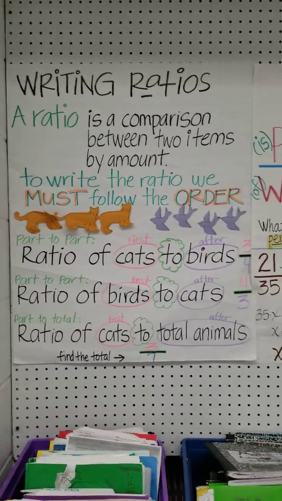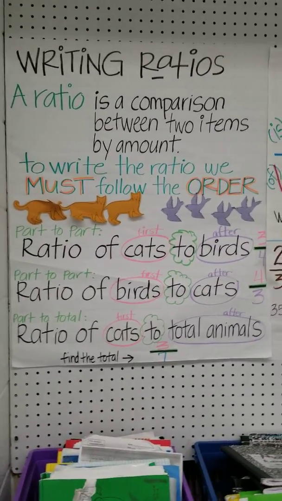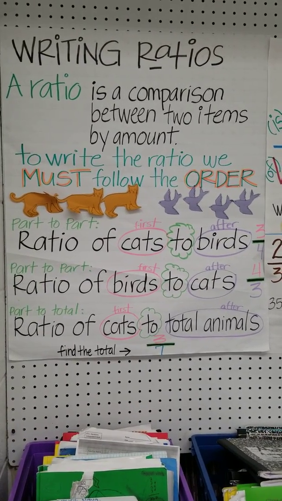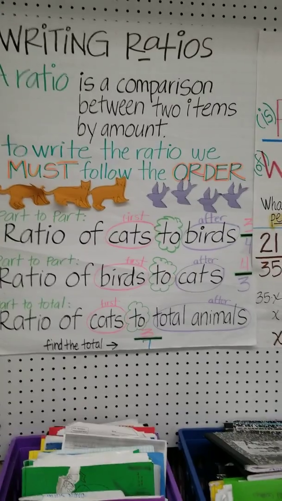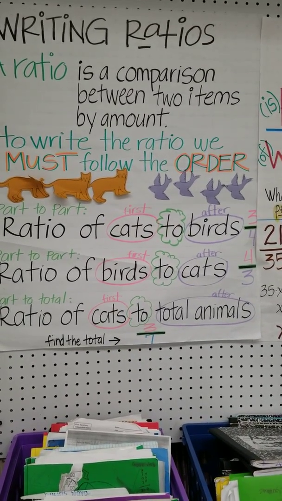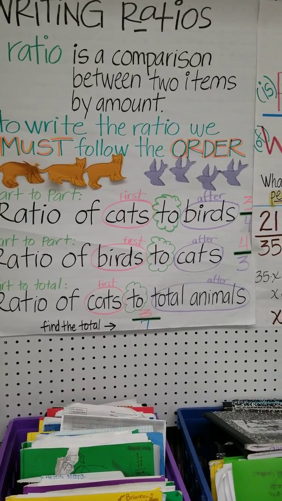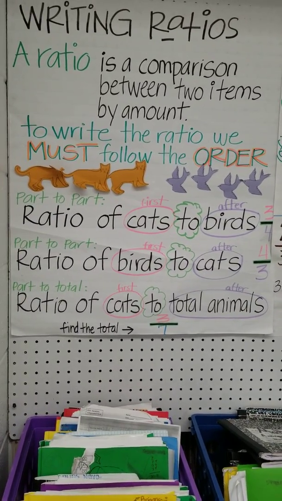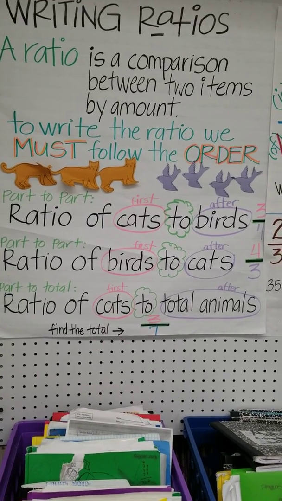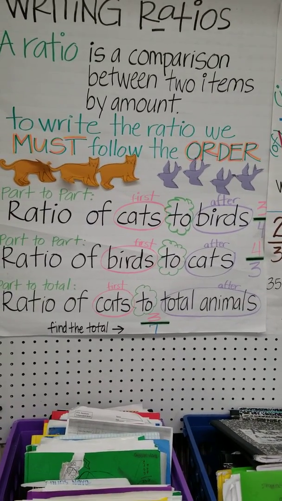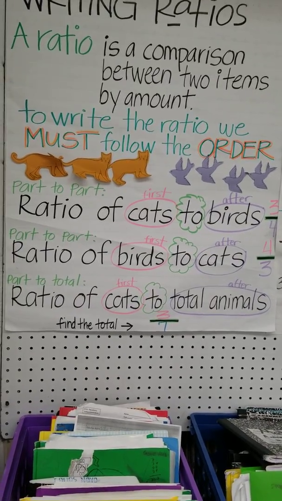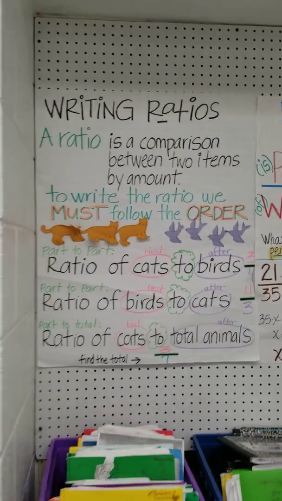Writing ratios. Ratio is a comparison between two items by amount. To write the ratio, we must follow the order. If they're asking you ratio of cats to birds, you first write cats, and then after you write birds. If they're asking you ratio of birds to cats, then you write birds first and cats after. And sometimes they compare part to total, cats to total animals. So you need to find the total.